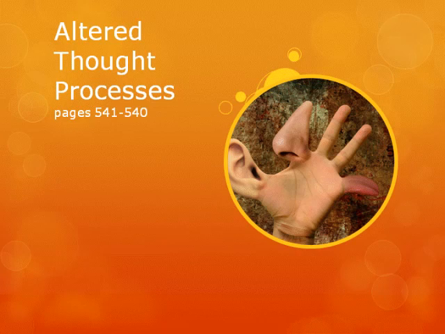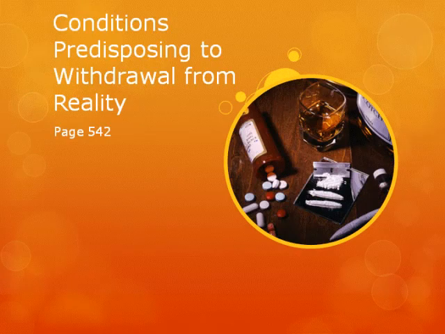Now, I do want to call your attention on page 542 to something I noticed there. Kaplan talks about something called conditions that can predispose someone to withdrawing from reality. And I think we recognize these. If we're talking about altered thought processes, what I initially think of is a thought disorder like schizophrenia. But they say that other things can cause the person to withdraw from reality.